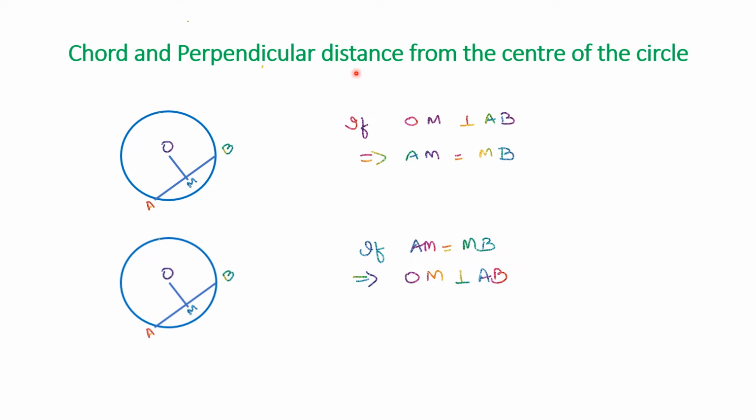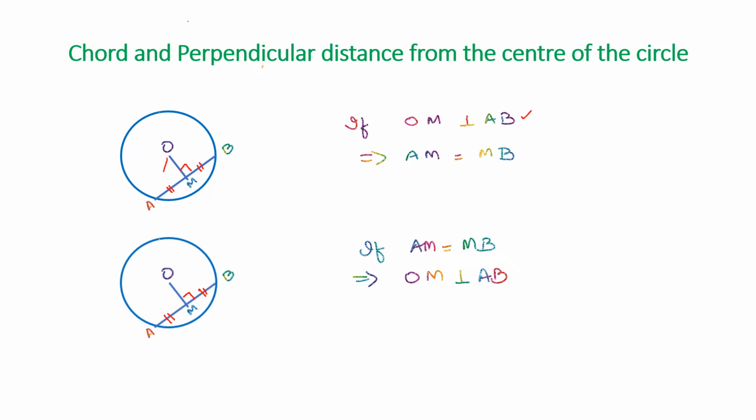Chord and the perpendicular distance from the center of the circle. Here I have the chord AB and I am drawing a perpendicular from the center of the circle to the chord AB. What is the relationship between the two of them? If OM is perpendicular to AB, then it implies that AM is equal to BM. And the converse will be, if AM is equal to BM, then it implies that OM is perpendicular to AB. Here it's a very simple proof.